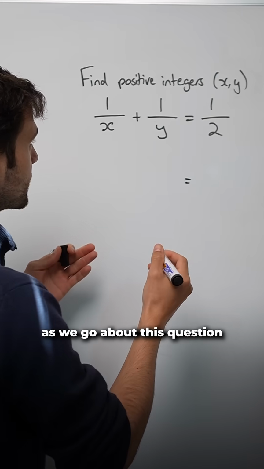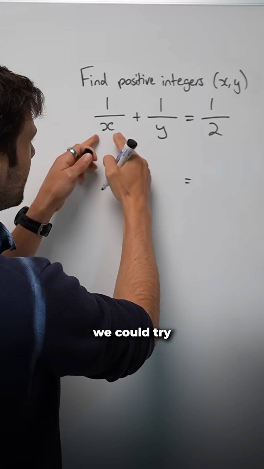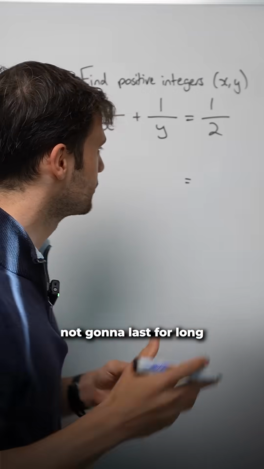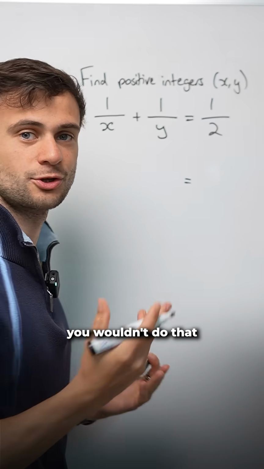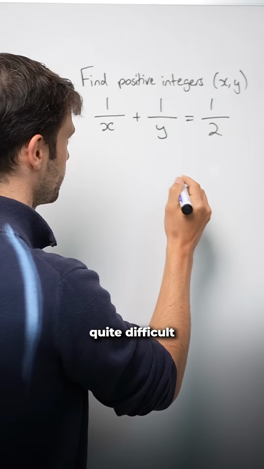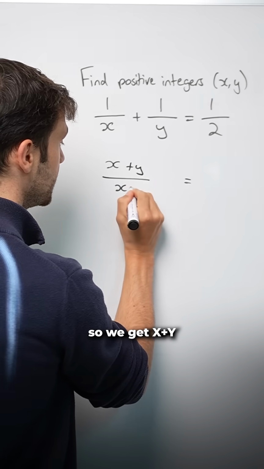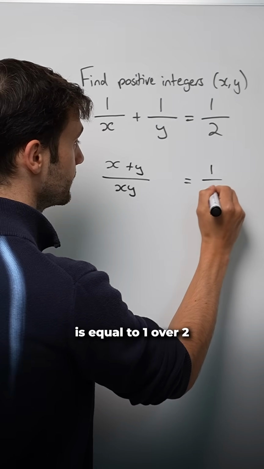So as we go about this question, you think, okay, well, we could try and guess values for x and y where this will work. That's obviously not going to last for long. Obviously, you wouldn't do that for long because it's going to be quite difficult. So we can make a common denominator here. So we get (x plus y) divided by xy is equal to 1 over 2.